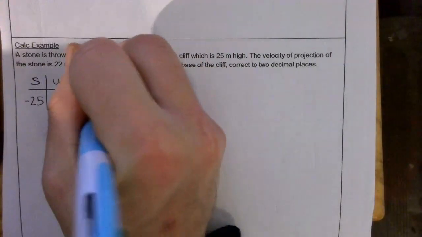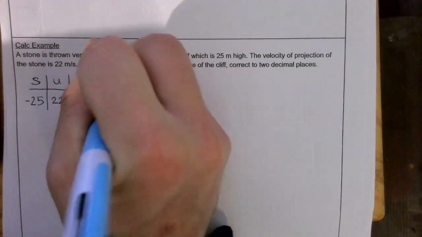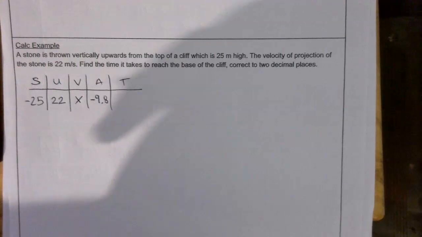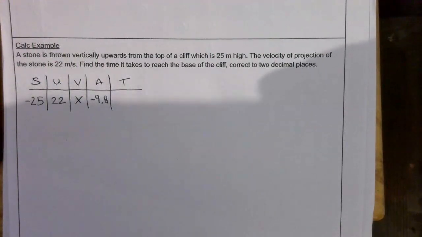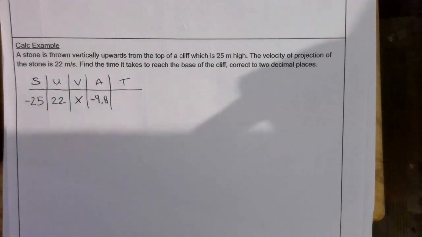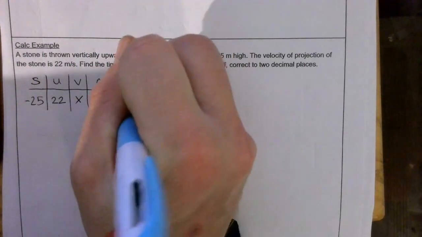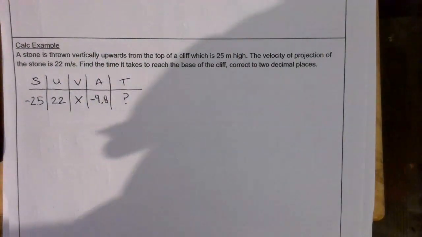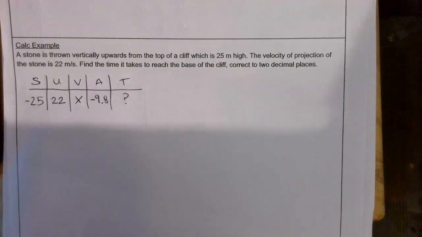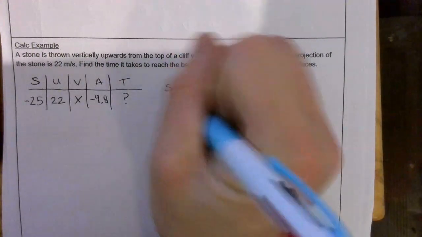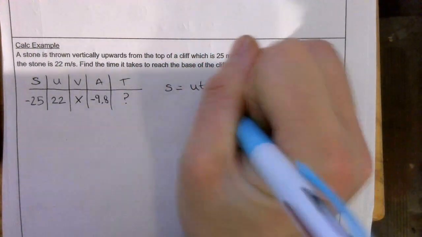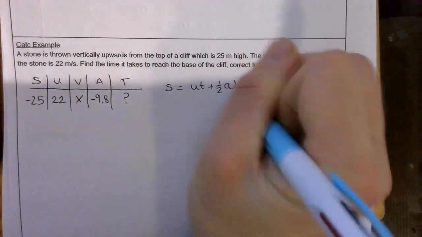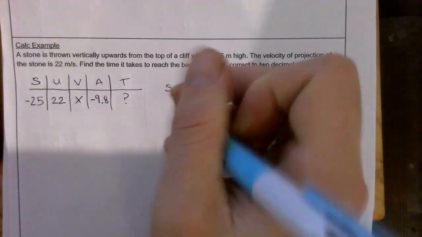We know the acceleration is going to be downwards, and it's going to be minus 9.8, which is the value we always use to approximate gravity. And then the time, well, the time is what we're trying to find. So what am I looking for here? I'm looking for the equation that doesn't involve v, so it must be s equals ut plus a half at squared. I'm going to write it out and then substitute in.